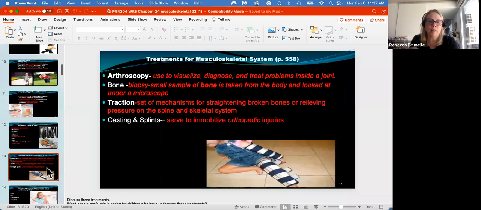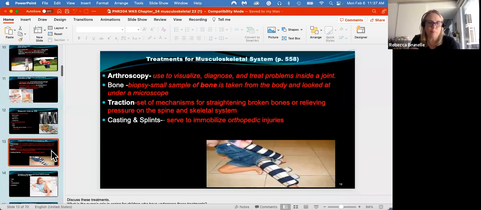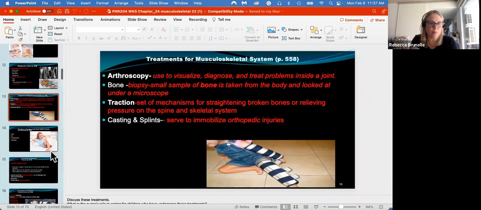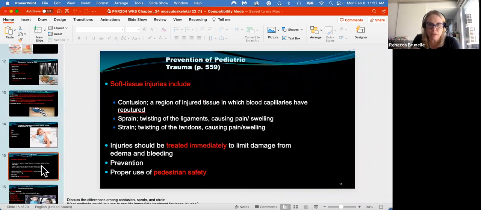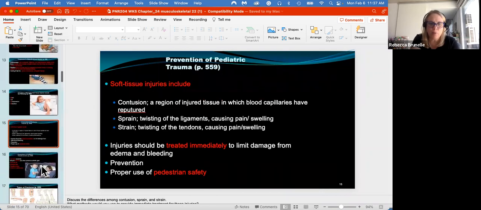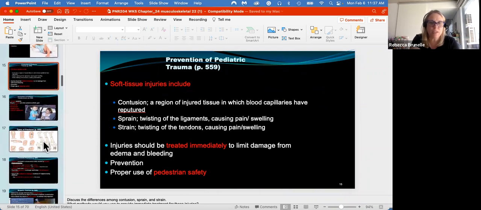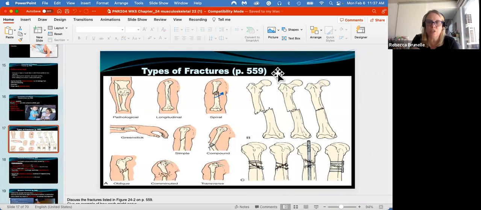So in this presentation, we talk quite a bit about traction. I'm going to move on to the traction slide here, and then we'll go back to the soft tissue injuries. This slide goes over different types of fractures, and there are a couple that I really want to make sure you know.